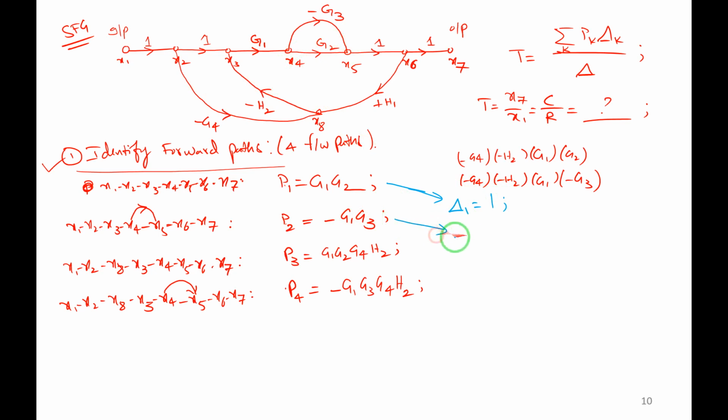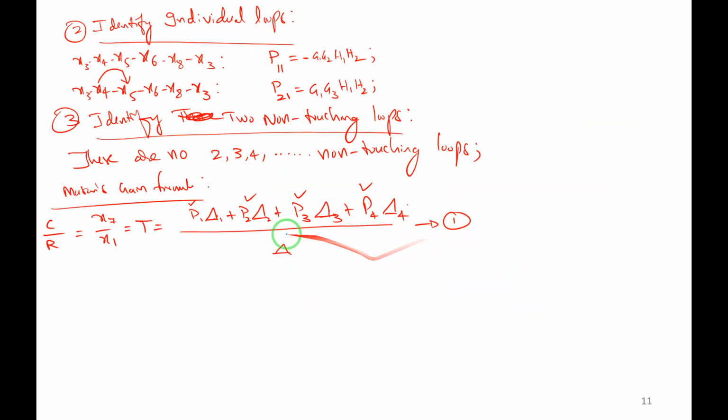Then coming to the second forward path, what is delta 2? Which is the second forward path? Like this, and we are jumping here like this. But still these two loops are touching, so delta 2 is only 1. Coming to the third forward path, 1 to 2, and from 2 we are going to 8 like this. Once again all the loops are touching, so delta 3 is 1. Coming to the fourth forward path, once again these are touching, so delta 4 is just 1. So delta 1, delta 2, delta 3, delta 4 are all 1 only.